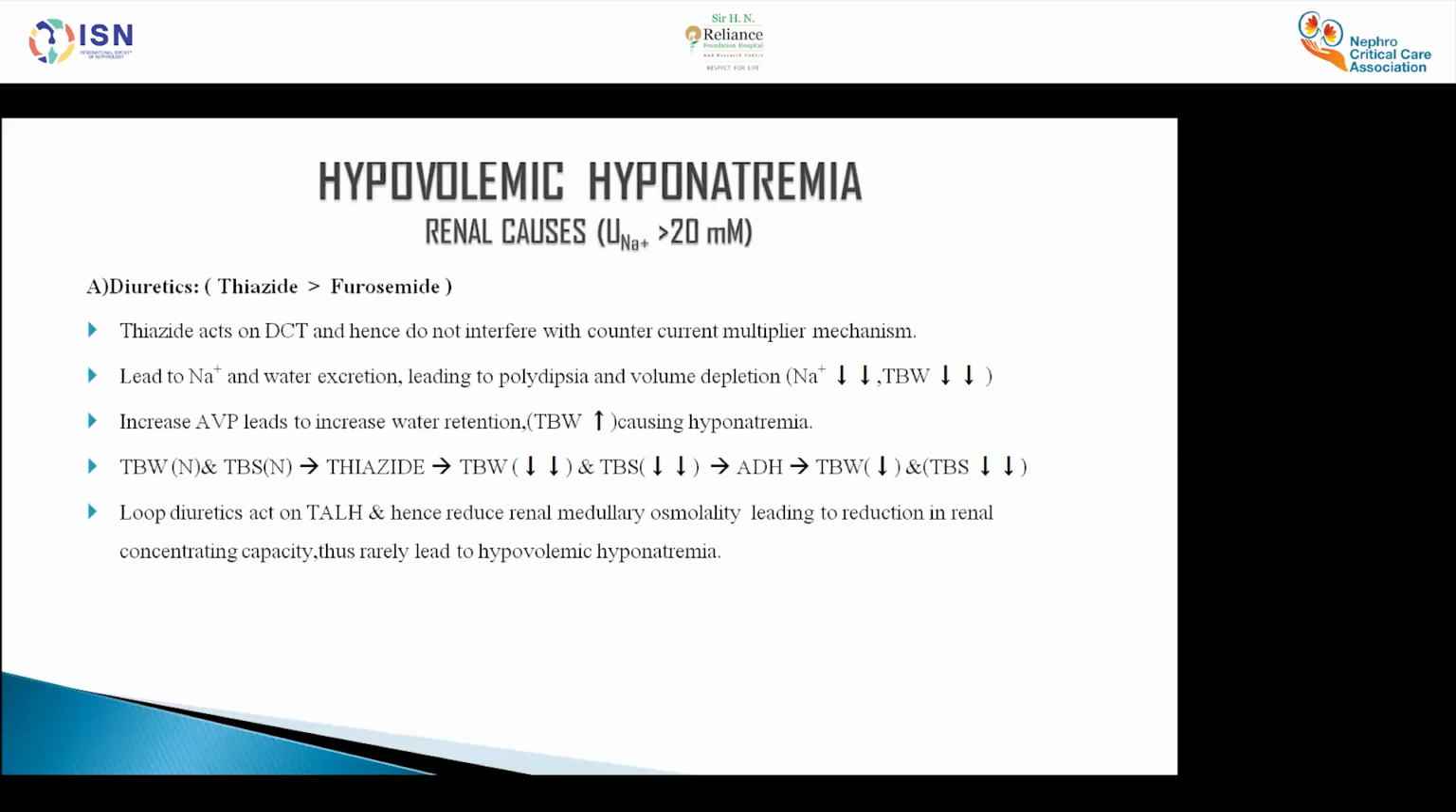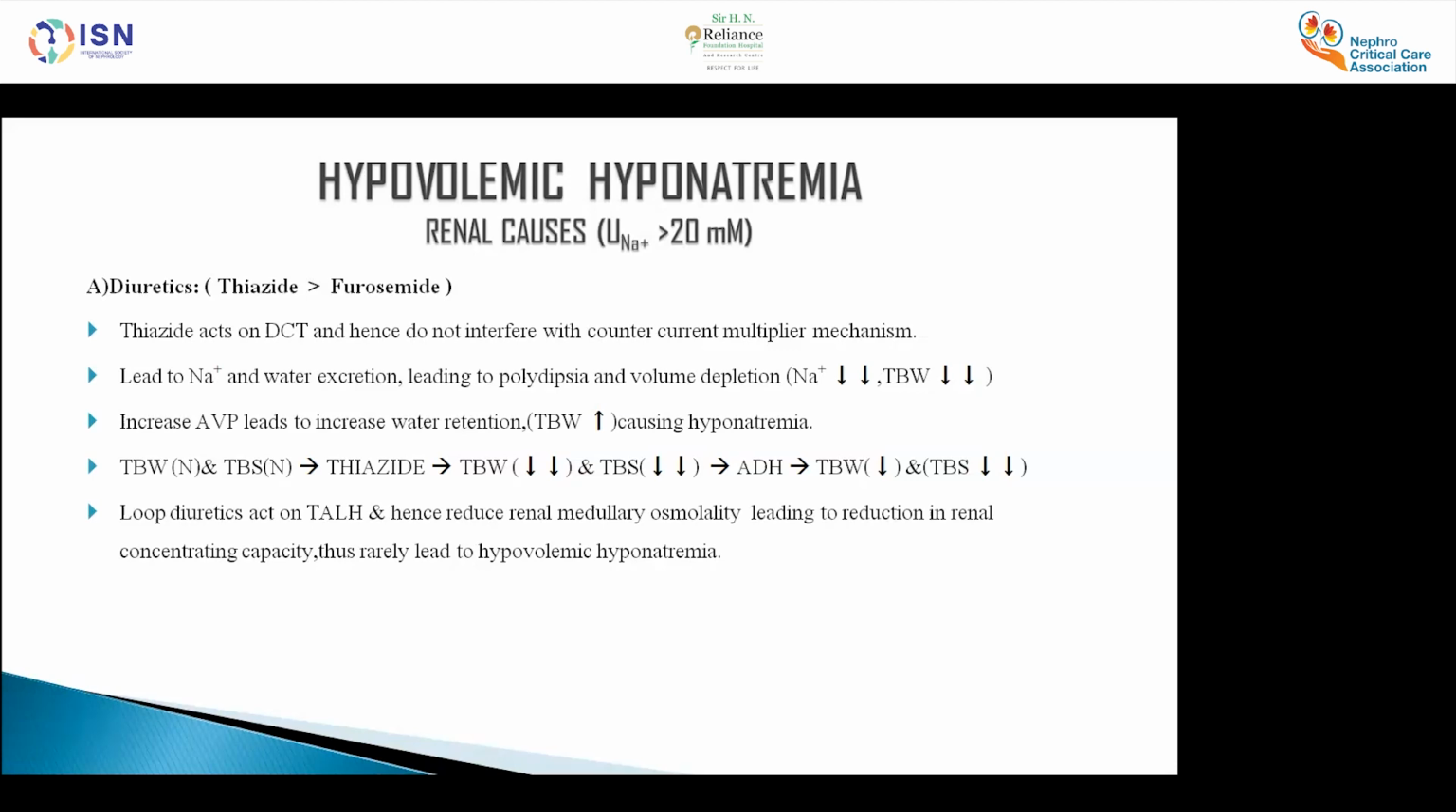So other renal causes for hypovolemic hyponatremia, first is diuretics. Thiazide diuretics are more prone to cause hypovolemic hyponatremia because they act on the DCT, whereas furosemide, a loop diuretic, acts on the loop of Henle. So when furosemide acts on the loop of Henle, it decreases the medullary osmolarity and hence does not let the ADH act on the collecting ducts. So the tendency of furosemide to cause hyponatremia is far less than thiazides.